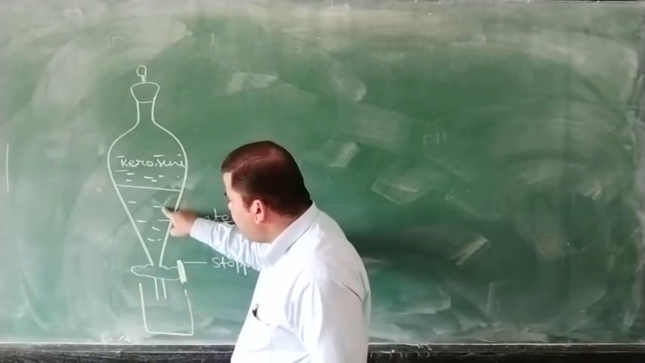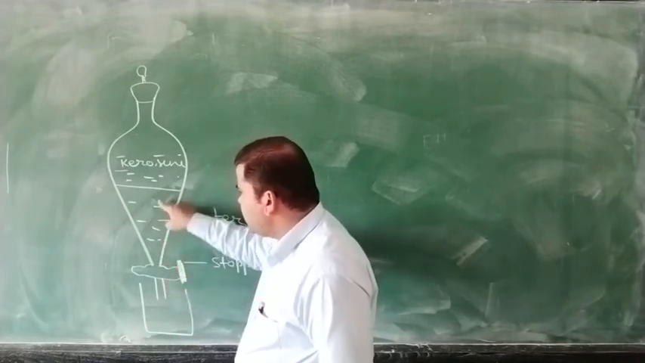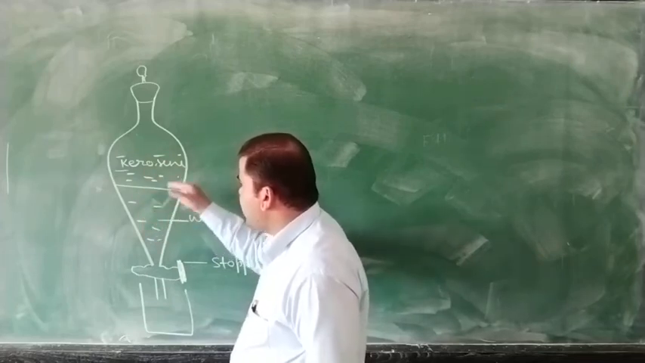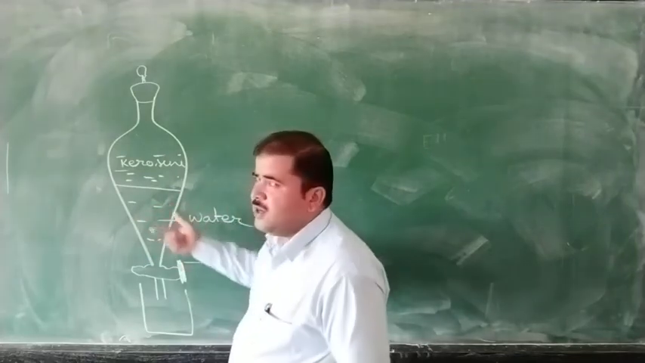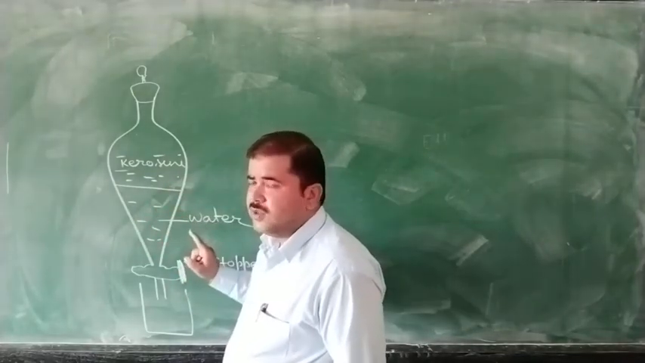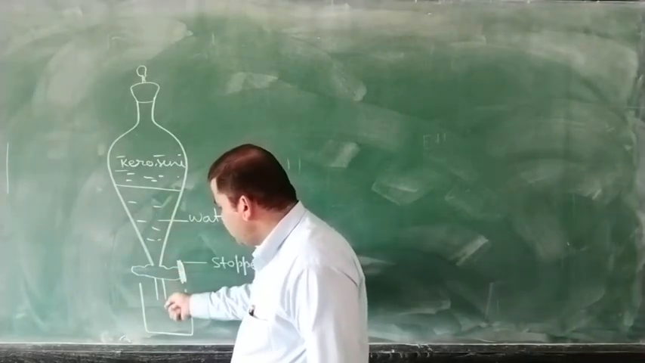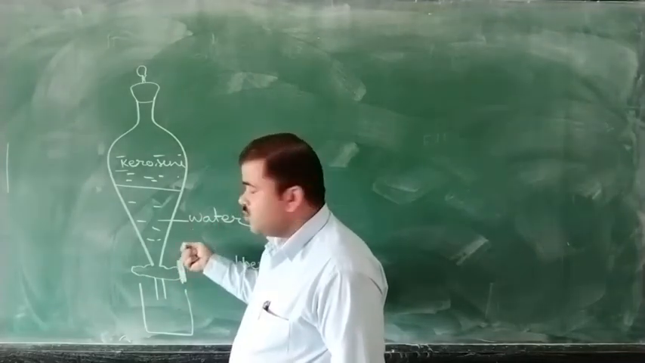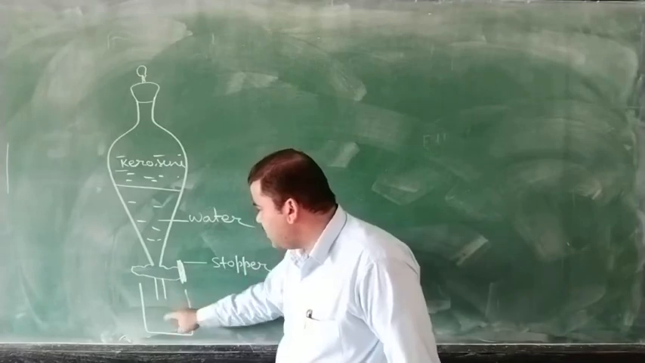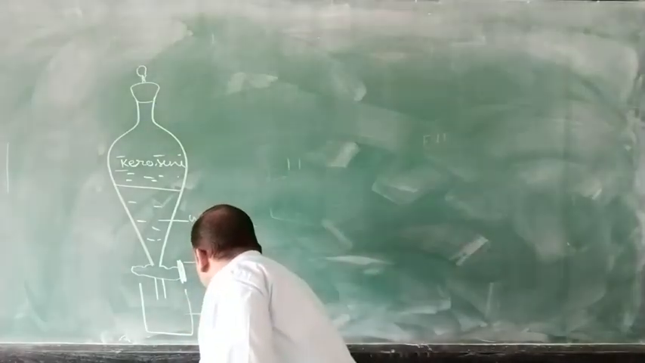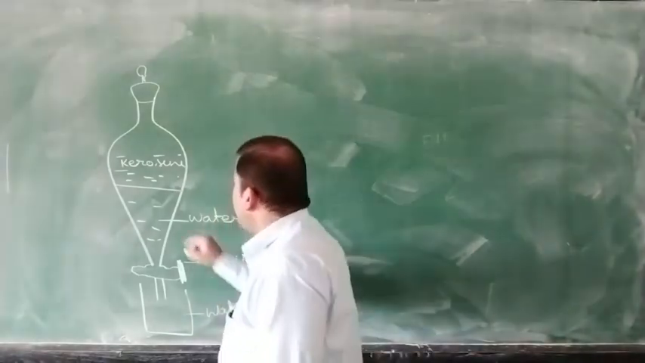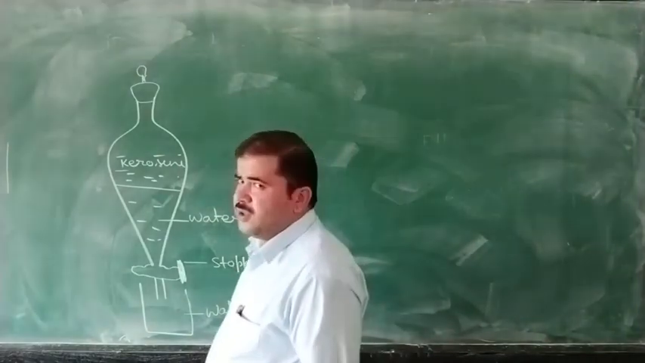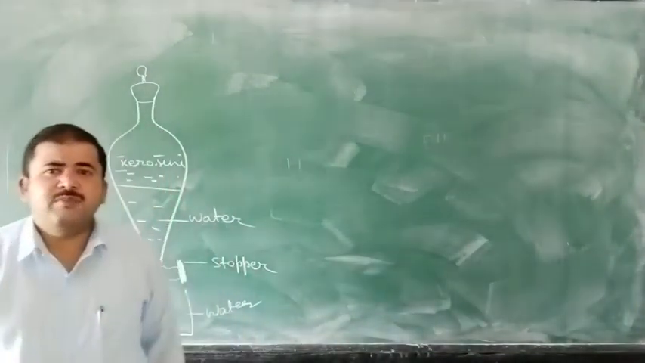When all the water is collected, meaning no water remains in the separating funnel, we will see it because it is made of glass and we can see the kerosene layer and water layer. In this way, when all the water is collected, we close the stopper. By this method we can separate the water in this container and the kerosene in the separating funnel. This is very useful for the separation of immiscible liquids.